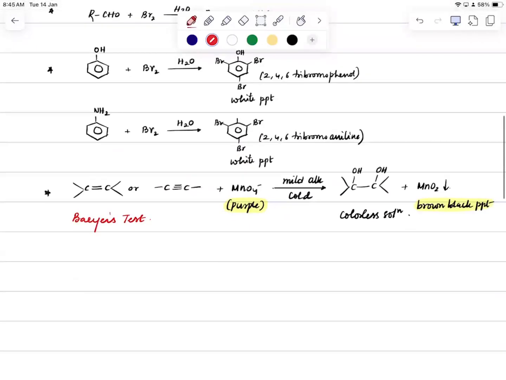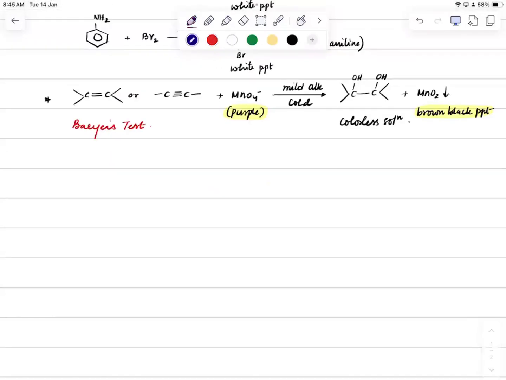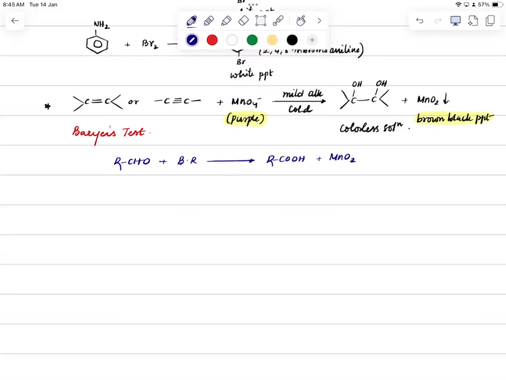Only one part that you need to remember is in case if there is an aldehyde also, and if you react with Bayer's reagent, aldehydes will be oxidized to acid as well. And this will also convert into MnO2. Got it? So here also the Bayer's test will be useful.